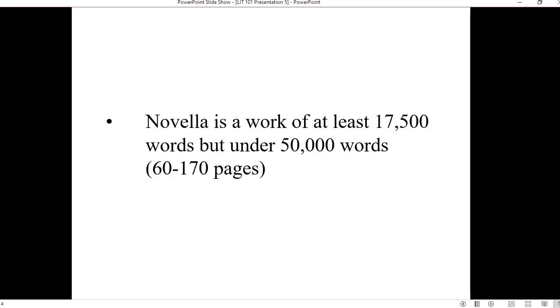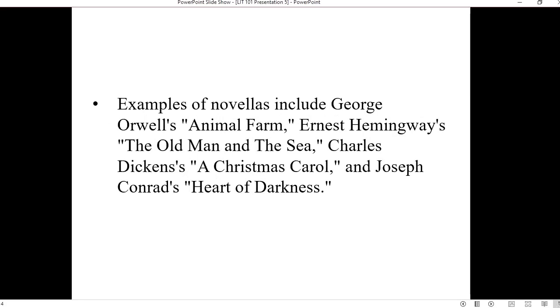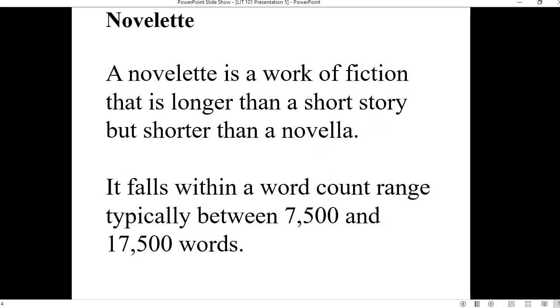That's why when we look at it from word count, we'll see that while the novel is at least 170 pages or 50,000 words, the novella is between 17,500 words and 50,000 words, which means between 60 and 170 pages. We have some works that could be regarded as novella in form. Among them are Animal Farm, written by George Orwell, The Old Man and the Sea, written by Ernest Hemingway, A Christmas Carol, written by Charles Dickens, and Heart of Darkness, written by Joseph Conrad.